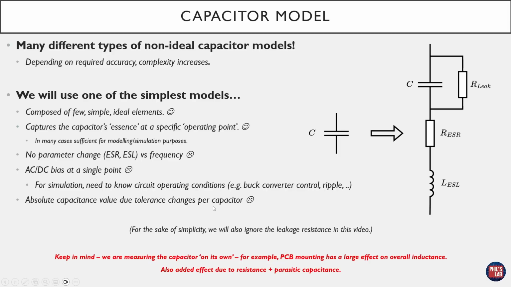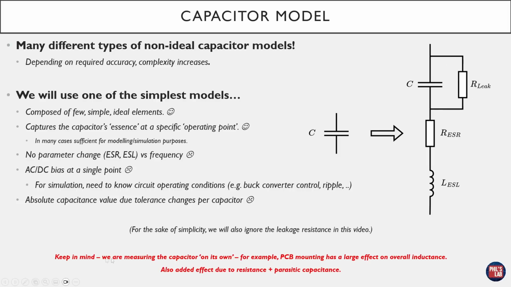So a 10 microfarad capacitor with 20% tolerance might be at 8 microfarads or 12 microfarads, or anywhere in between. Of course, for the simulation later on, we would then just assume a worst case for that specific circuit we are simulating. Lastly, for the sake of simplicity, in this particular video we will also ignore the leakage resistance, which we have on the top right hand side, which is in parallel with the capacitance. For this video we will ignore this.